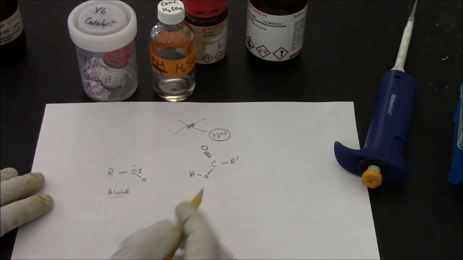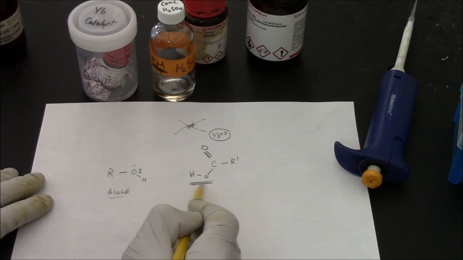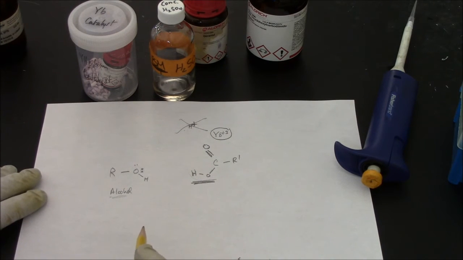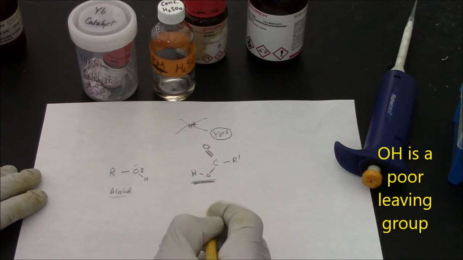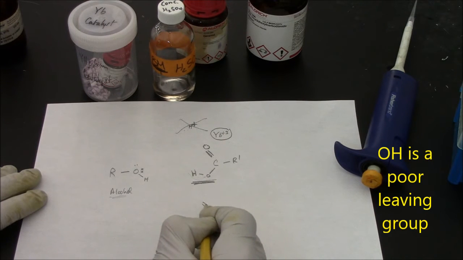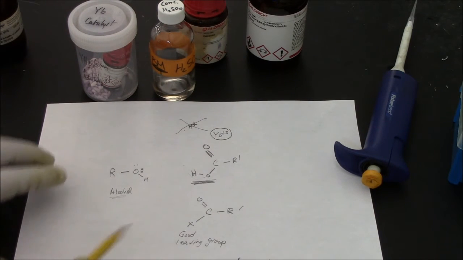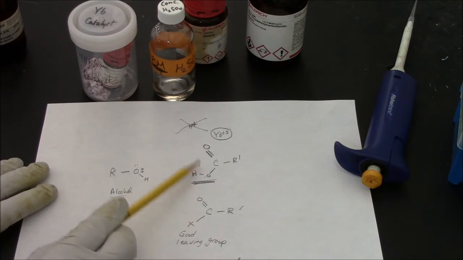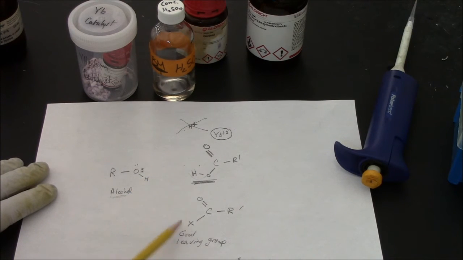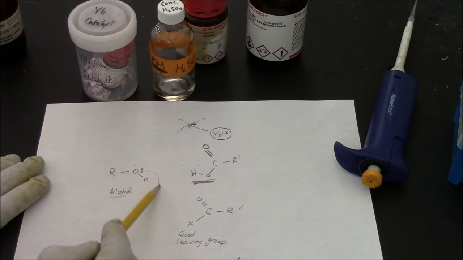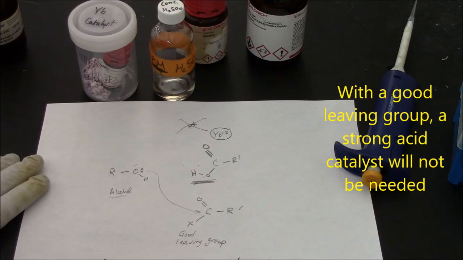An alternative strategy is to not use this carboxylic acid as is. This is a very poor leaving group here, OH, and it's possible to convert this into something better. We'll call it X. It's possible to take the original carboxylic acid, react it with something to turn it into a good leaving group, and then you won't need a catalyst. You can just have your alcohol attack this activated carboxylic acid and result in product.